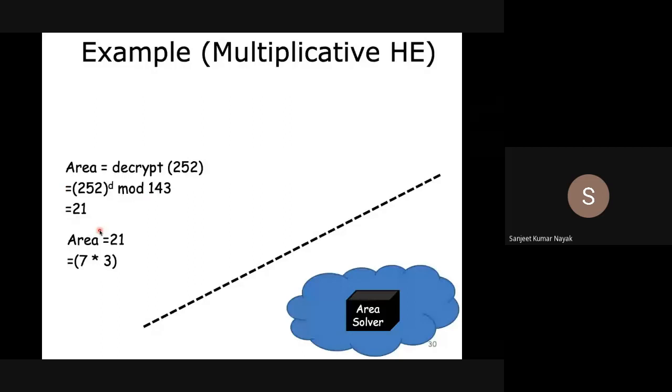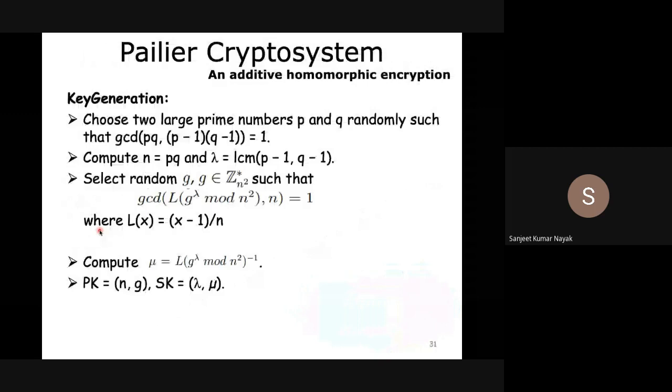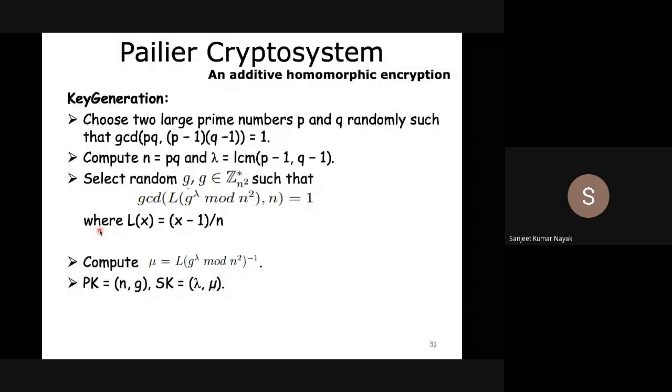We got our objective. My objective was that I will not tell the area solver the value of height and width. At the same time, I want the area solver to tell me the value of the area. So here we are getting that. This is the example of multiplicative homomorphic encryption. Another thing is the Paillier crypto system. This is an example of additive homomorphic encryption.